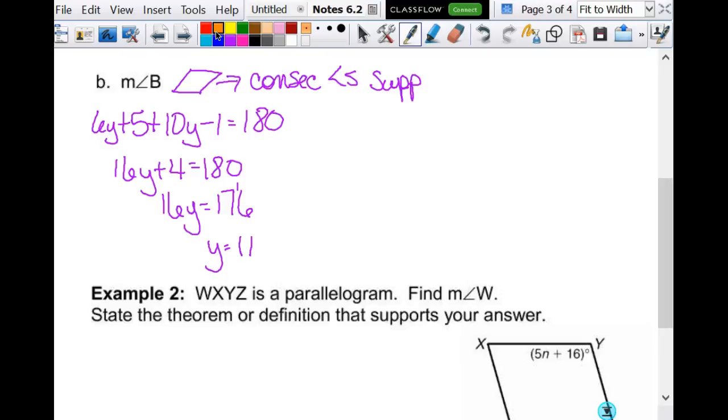So y is 11. Now I've got to plug it in, so that's going to give me 6 times 11 plus 5. 6 times 11 should be a piece of cake, right? 66 plus 5 gives me 71. So yeah, 71 degrees for angle B. The work itself should be super easy. It's just a matter of justifying how you know you get to do that.